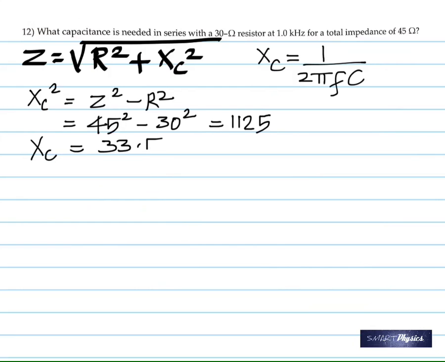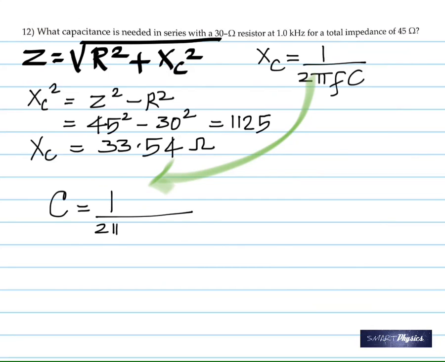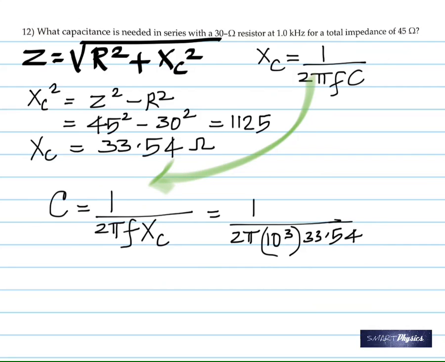So XC is 33.54 ohm. Now from this equation, capacitance is 1 by 2 pi F XC. F is 1 kilohertz, that's why it's 10 to the 3. And we get 4.7 times 10 to the negative 6 farad, which is 4.7 microfarad.